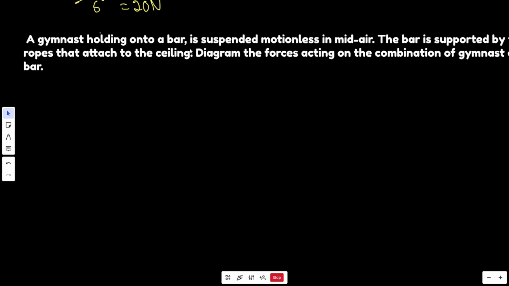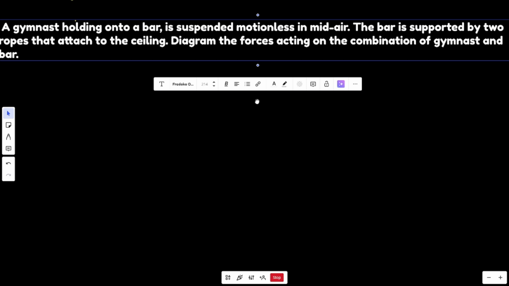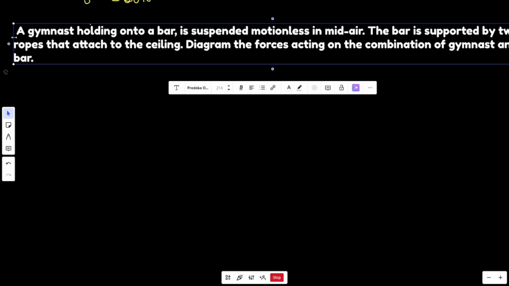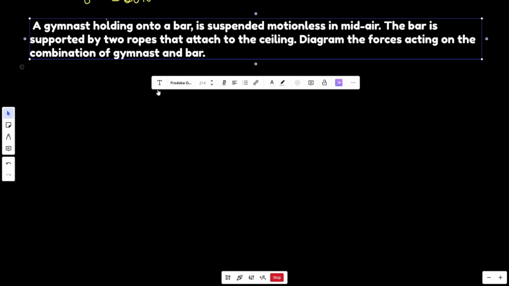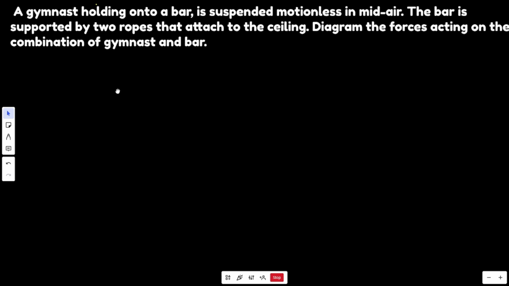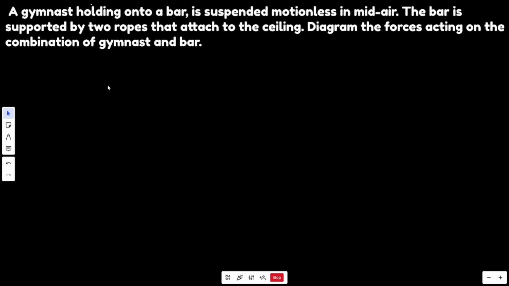Let's just squeeze this in here a bit. Okay, there. A gymnast holding onto a bar is suspended motionless in the air, and the bar is supported by 2 ropes that attach to the ceiling. We have to make a free body diagram of the forces acting on both the gymnast and the bar.